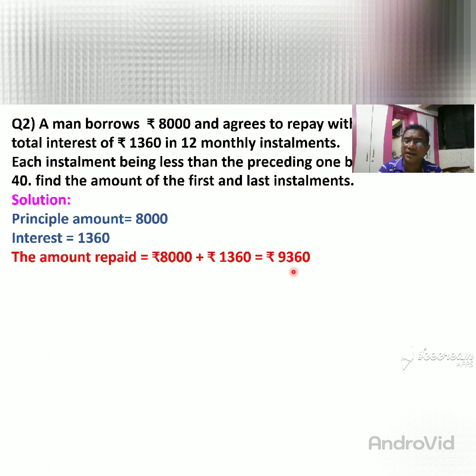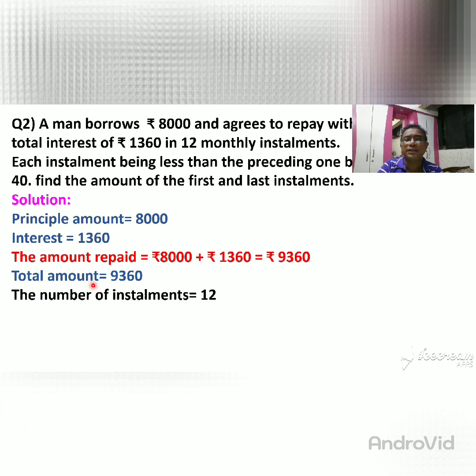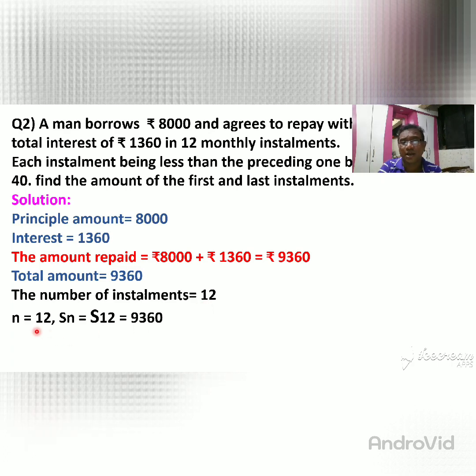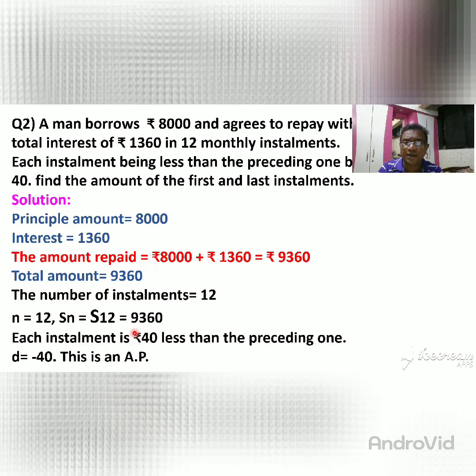So this 9,360 rupees he is paying back in how many months? 12 months. So 12 means what is the number? Number is 12. Okay, so see here. The total amount is written here, 9,360 rupees. Then this amount of 9,360 rupees can be returned in how many installments? 12 installments. So n is equal to 12. So whatever is given, that information is written here. Sn is equal to 9,360, which means in 12 installments he returned 9,360.